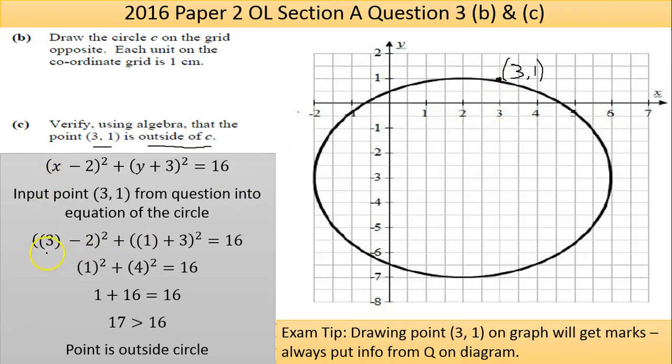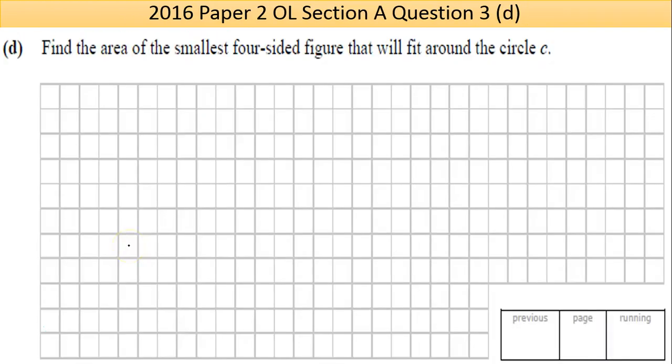So I put in my points. So 3 instead of the X, 1 instead of the Y. Put it through the calculator, okay? I've done it piecemeal, step by step, but I end up with the answer 17 is greater than 16. So my conclusion then is the point is outside the circle. So I've proven it. Even though this is a mathematical statement, I need to say it in English. So verified, true, outside, whatever way you want to phrase it, as long as it indicates outside or acceptance of the statement, you're going to have full marks. Okay, so that's part C.